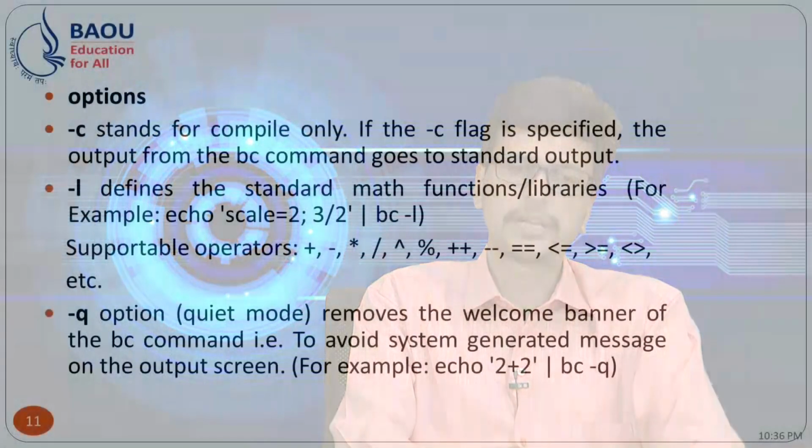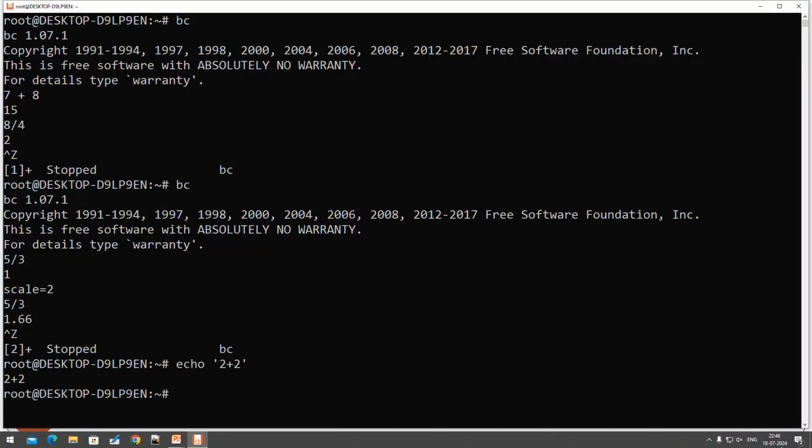So if you don't want to print that message, you want to print the output, in that case you use echo 2 plus 2. This is the normal echo command, then after that use the pipeline symbol, then after that use the bc command, right. So what is the utility of this pipeline? It will merge multiple commands, and whatever the output of one command, that will be redirected as an input to another command.